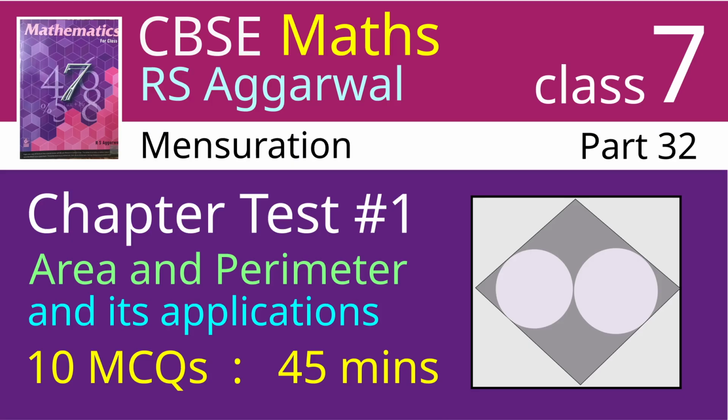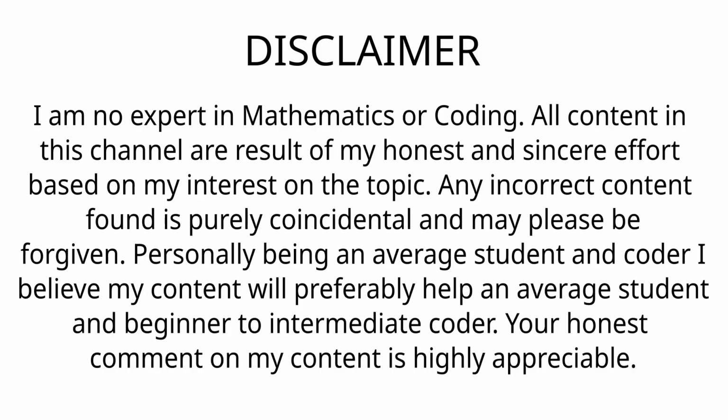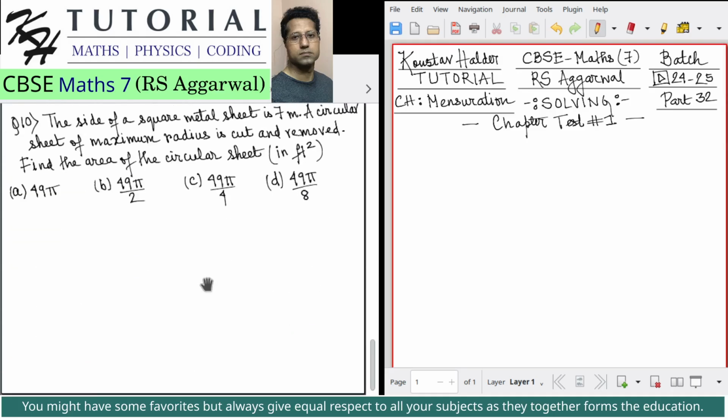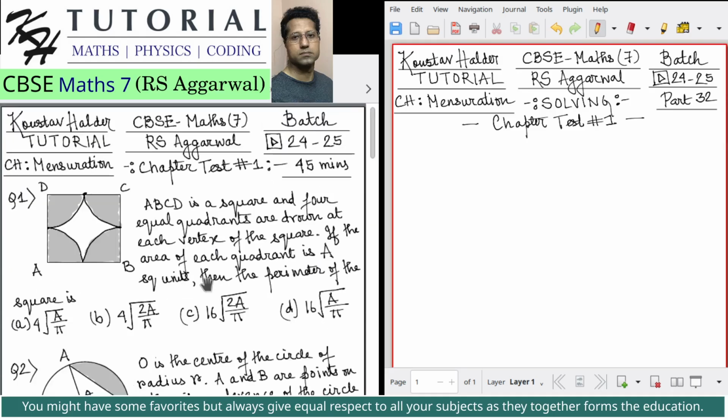So let's get started with the solution of chapter test number 1 on the chapter of mensuration. On the left hand side I have the problems. There are 10 multiple choice questions. Ideally you should be able to solve all the questions in 45 minutes, taking approximately 3 minutes to solve a question.